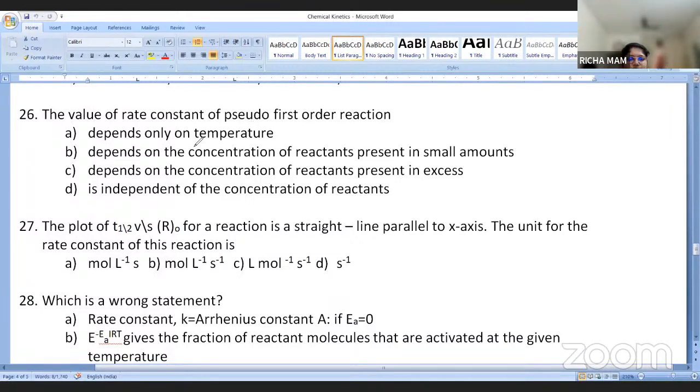So on what basis does it depend? It depends on the temperature. Remember that the value of the rate constant of a pseudo first order reaction depends on the temperature. Yes, option A. Kavya has answered. Shri Varuni has answered. Fine.